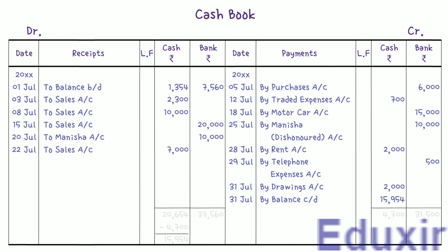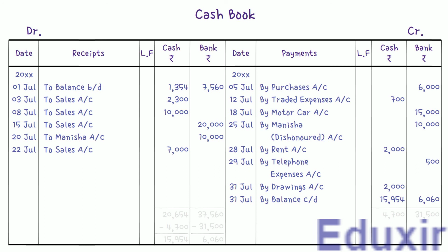Similarly, let us calculate the balance in the bank column. From 37,560 rupees, if you subtract 31,500 rupees, we get 6,060 rupees, and this is the balance carried down and is equal to the bank balance. Let us write this 6,060 rupees in the bank column on the credit side.